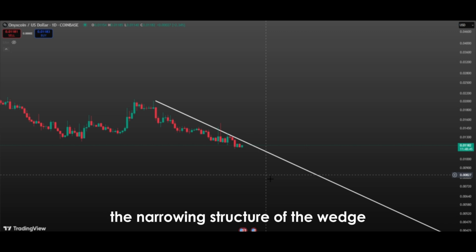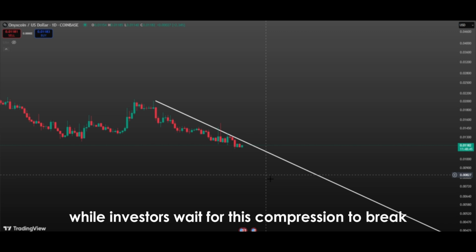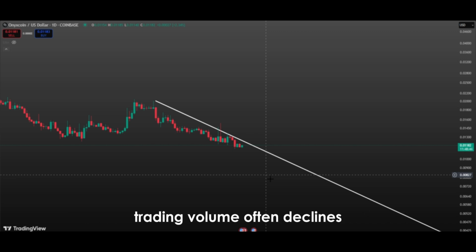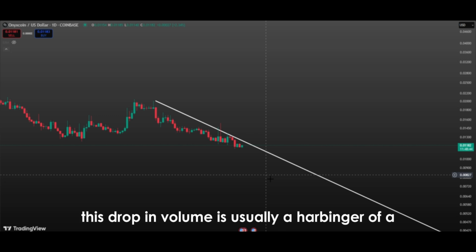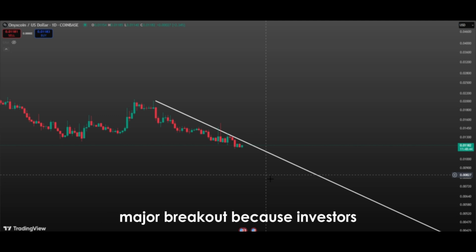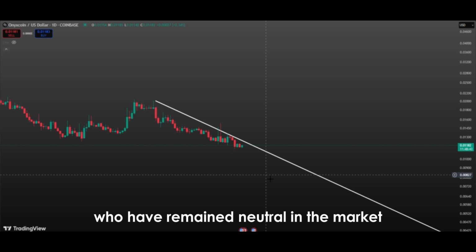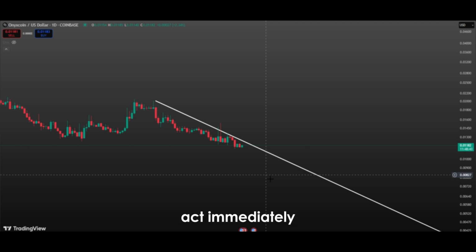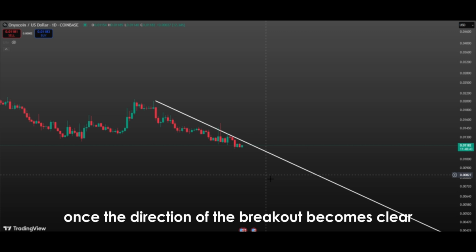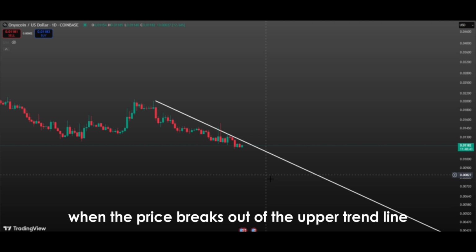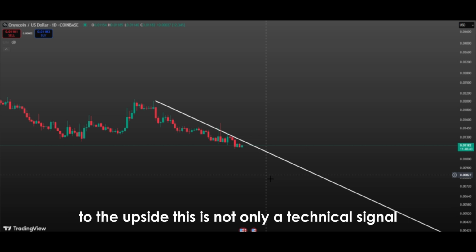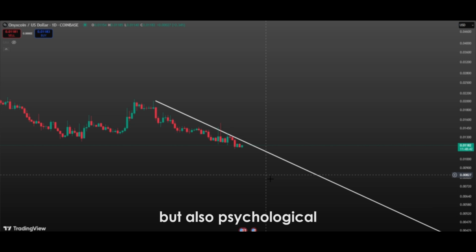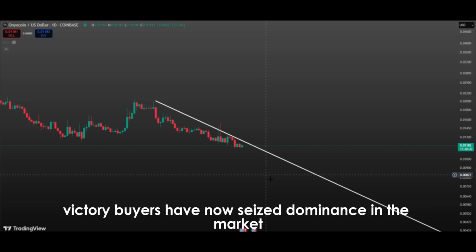The narrowing structure of the wedge represents compression in the market. While investors wait for this compression to break, trading volume often declines. This drop in volume is usually a harbinger of a major breakout, because investors who have remained neutral in the market act immediately once the direction of the breakout becomes clear. Especially when the price breaks out of the upper trend line to the upside, this is not only a technical signal, but also a psychological victory. Buyers have now seized dominance in the market.